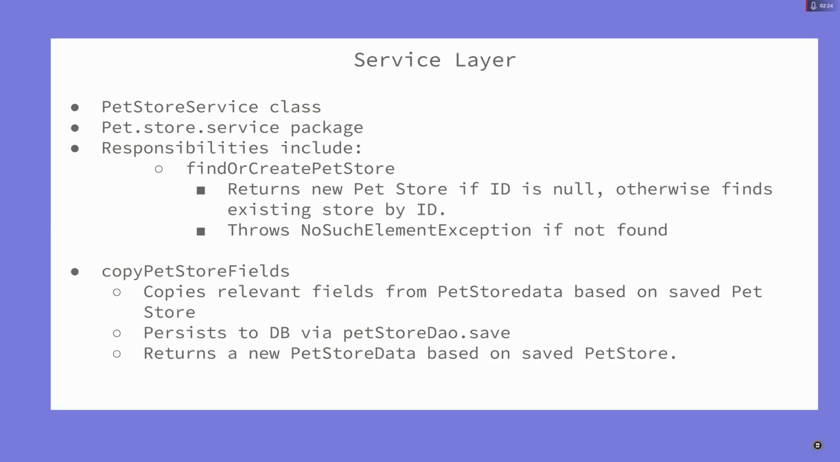Now we have the service layer where we apply some business rules. The PetStoreService class, this is in the pet.store.service package. It has the responsibilities of finding or creating the pet store. This method returns a new pet store if the ID is null. Otherwise, it finds the existing store by ID. It throws a no such element exception if not found. We have copy PetStore fields. It copies the relevant fields from the PetStore data based on save PetStore, and it persists to the DB via PetStoreDao.save. Returns a new PetStore data based on the saved PetStore.